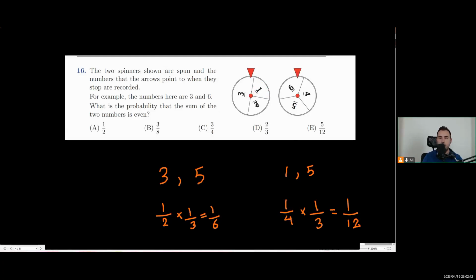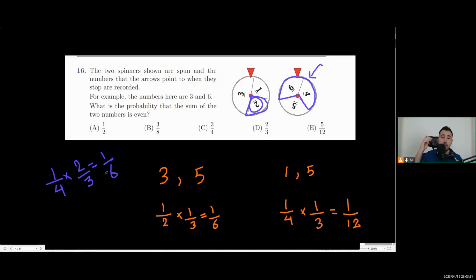Yes. So what if we get a 2? If we get 2, we have a large chance to get another even number, so the sum will be even. So the purple one, the chance of getting a 2 is 1 over 4. The chance of getting 4 and 6 over here is 2 over 3. This would be 2 over 12, which is the same as 1 over 6.